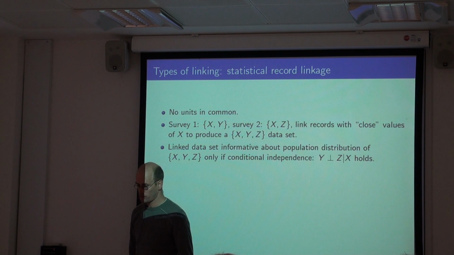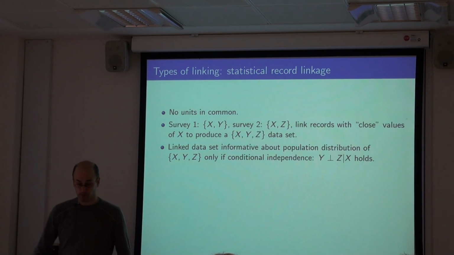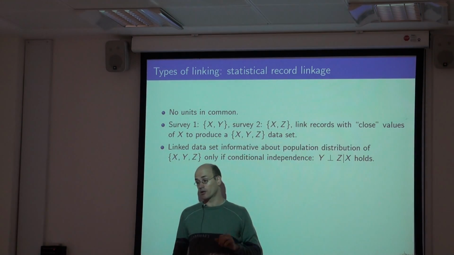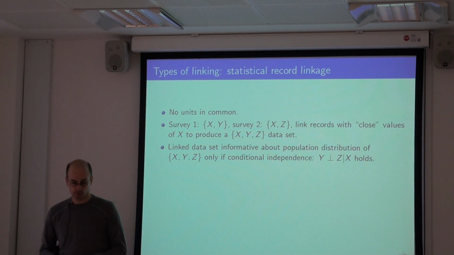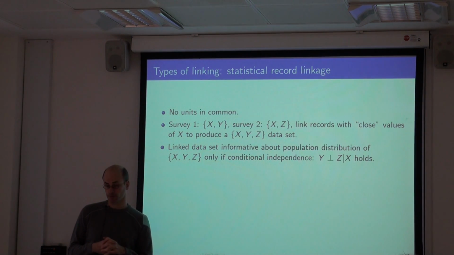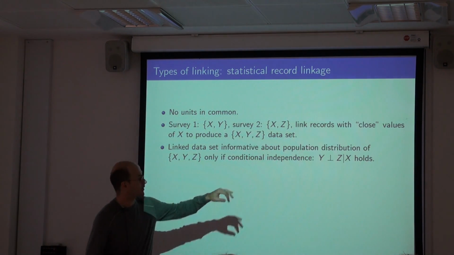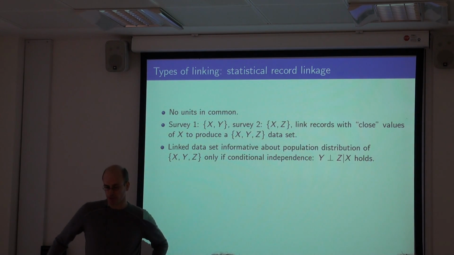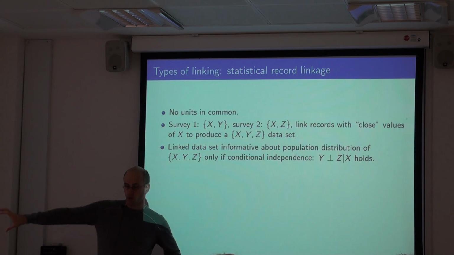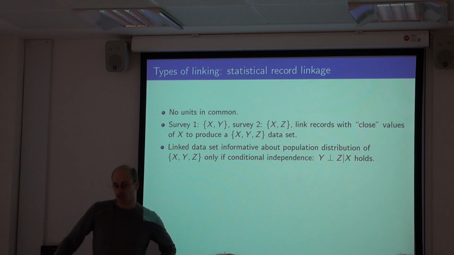So if it were true that y was statistically independent of z conditional on x, then you could link the data sets statistically and not have any problems whatsoever. Now, this obviously is a very strong assumption because it does rule out correlation between y and z conditional on x.